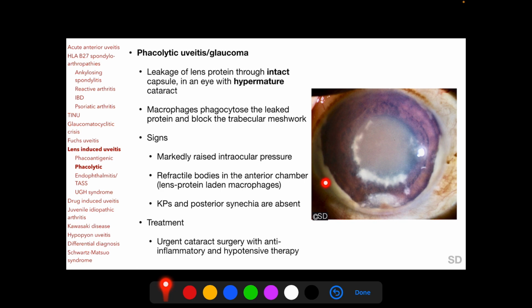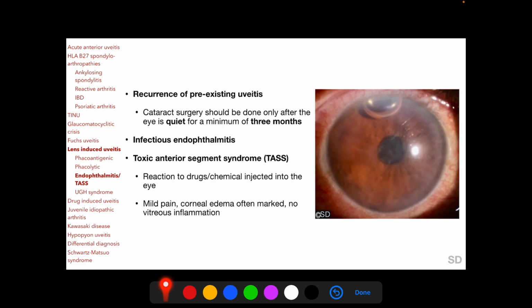So this is a severe case of phacolytic uveitis or phacolytic glaucoma, and we see the leaked lens protein getting deposited in the anterior chamber angle as well as present in the anterior chamber. Treatment is urgent cataract surgery with anti-inflammatory and hypotensive therapy. Pre-existing uveitis can recur following cataract surgery, and it is recommended that cataract surgery should be done only after the eye is quiet, preferably without any therapy, for a minimum of 3 months after an episode of anterior uveitis. And this is a very important recommendation to follow in routine practice.